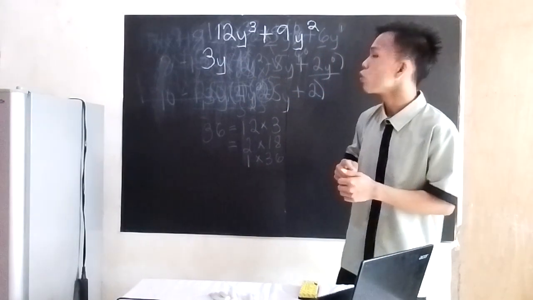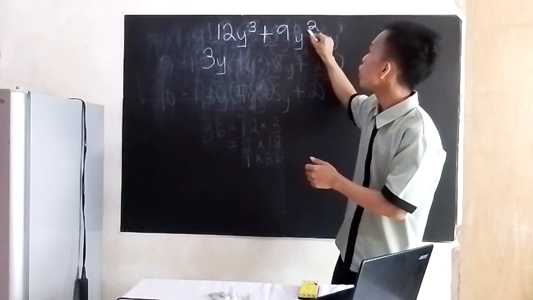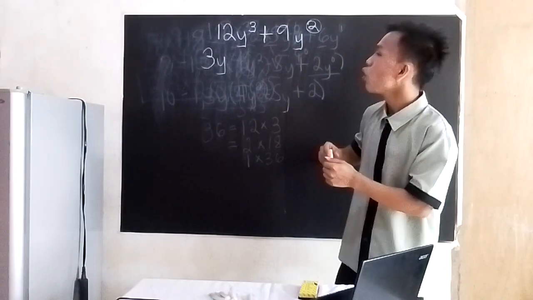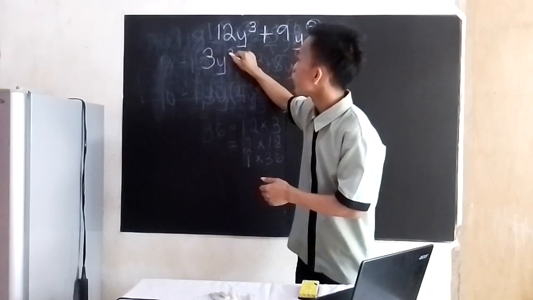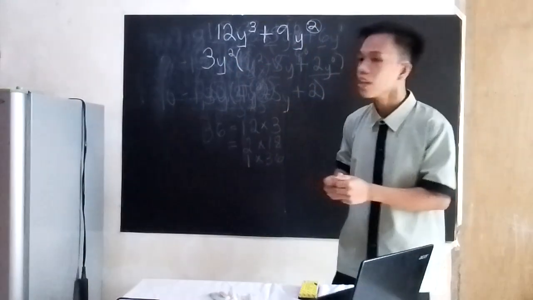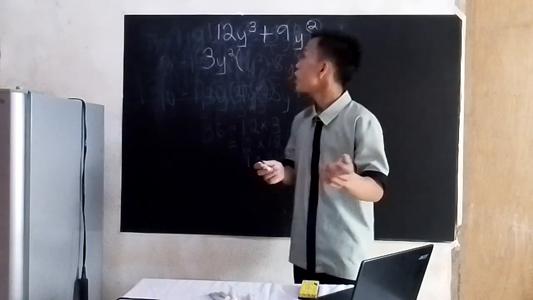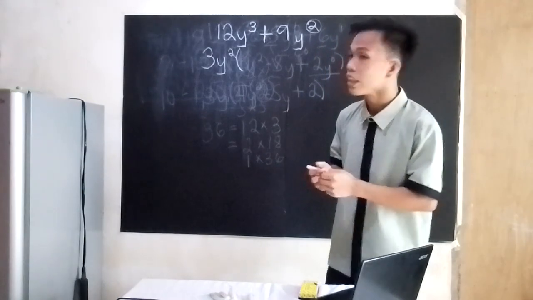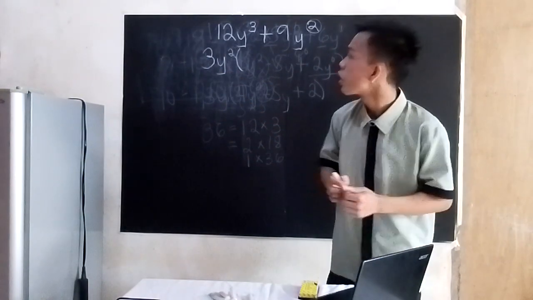So we are going to look for the lowest exponent. So that will be 2. So 3y squared. The next step, so what is the next step? That's right, so we are going to divide the expression by its common monomial factor.